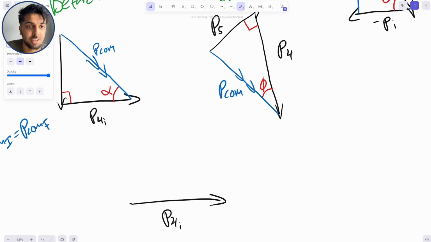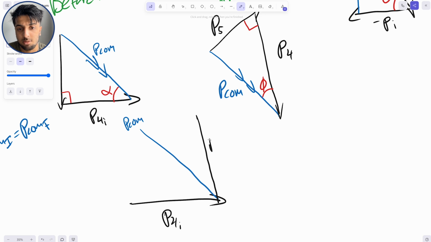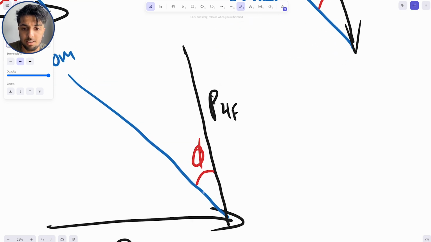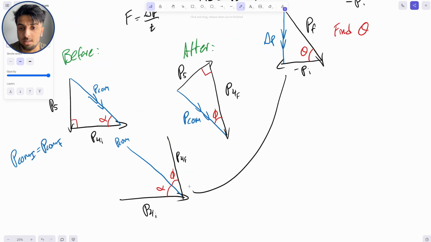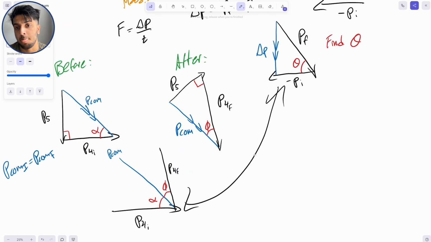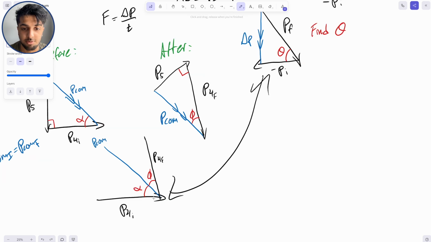And we can take our center of mass, which is like that. So that's P_COM. And we see our P4 over there, and we can take this. So that's P4F. And so we can see that this angle here is phi, and this angle here is alpha. Now this looks awfully similar to the vector that we just drew. From these diagrams, we can see that theta is equal to alpha plus phi.